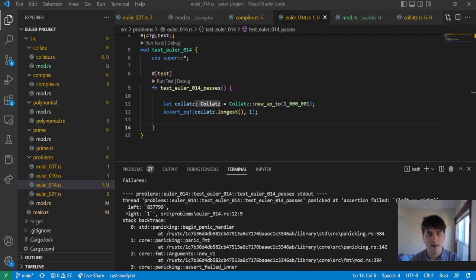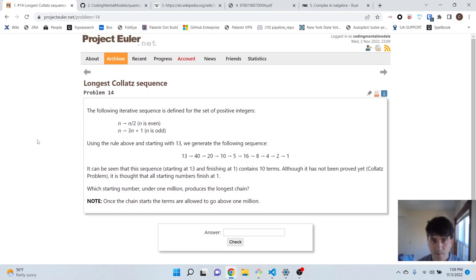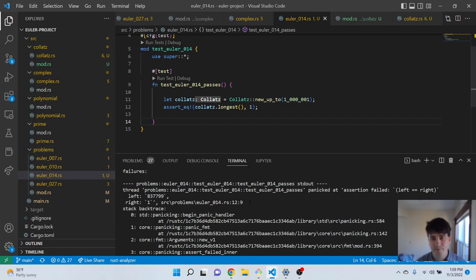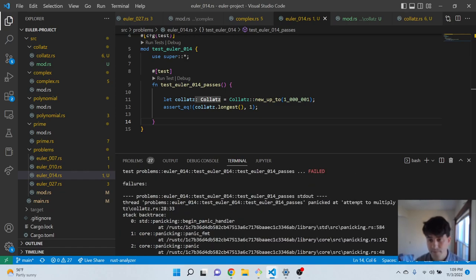And the other thing, just to close out from last time, we were looking at this Collatz Euler problem, and right at the end, we were super close to solving it, and we hit an attempt to multiply with overflow, which surprised me because we were going up to a million calculating the Collatz sequences. I mean, 4 billion is roughly what a U32 holds, and that's what we were using.